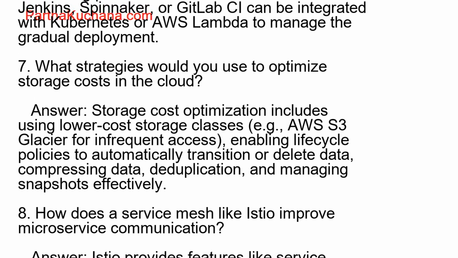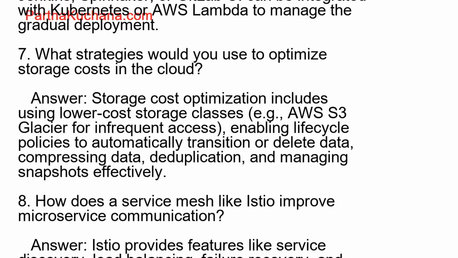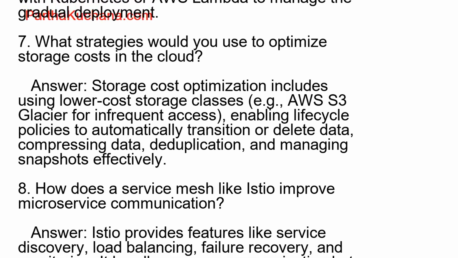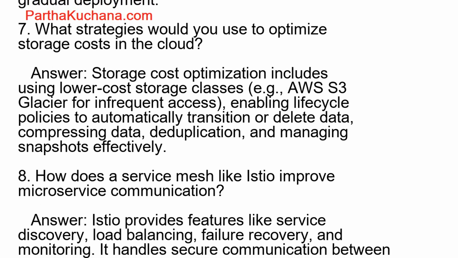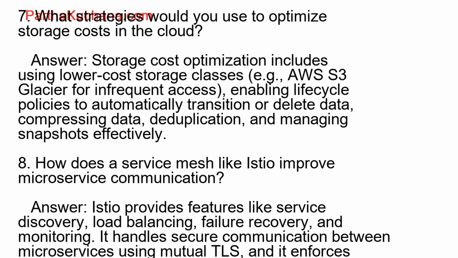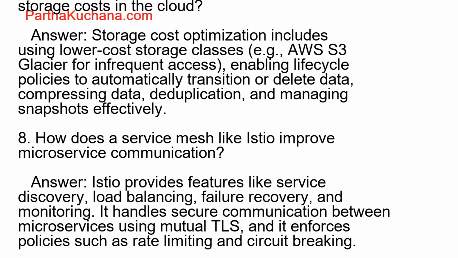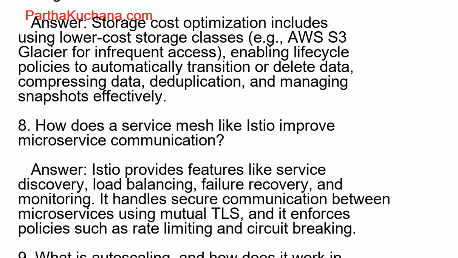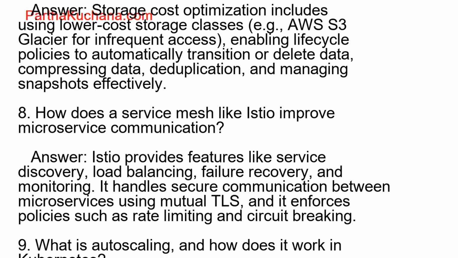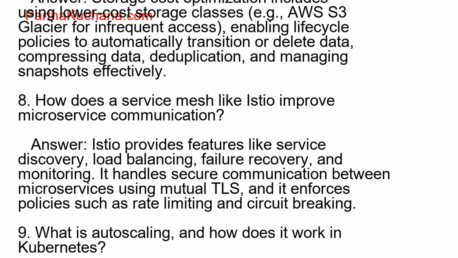9. What is autoscaling, and how does it work in Kubernetes? Answer. Autoscaling in Kubernetes adjusts the number of pod replicas based on resource usage, e.g., CPU or memory, using the horizontal pod autoscaler. It monitors the application and automatically scales up or down to meet demand.